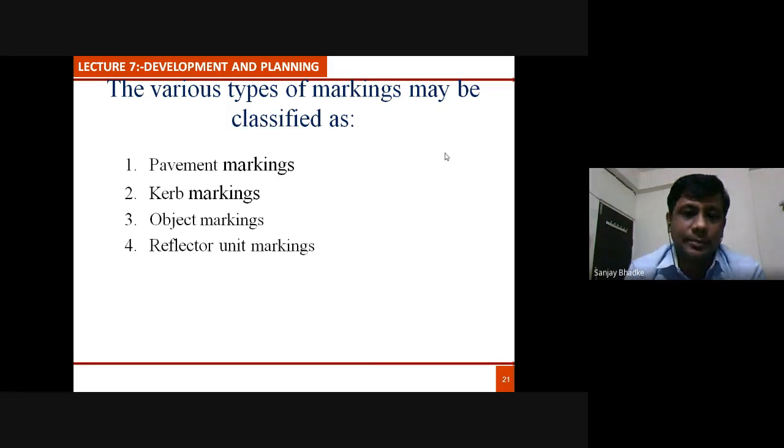Okay. So you can see pavement marking. We have two types of pavement. One is the flexible pavement. Second one is the rigid pavement. And curve marking is there, object marking is there, and reflected unit marking is there.